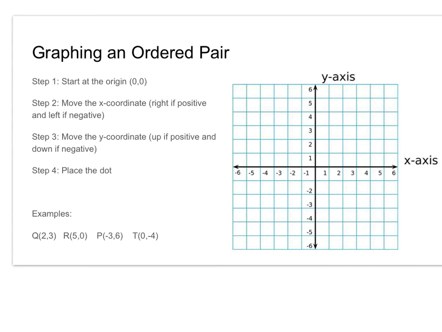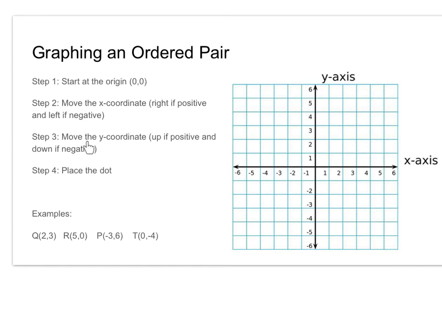Now we're going to talk about graphing an ordered pair. We did a little bit of graphing last year in 6th grade, or you should have, depending on your teacher. Make sure you have these steps written down. Step 1, you always start at the origin. Remember, the origin is the point (0, 0), where your x and y axes intersect. You always want to start in that position. Step 2, move the x coordinate. Remember, ordered pairs are (x, y), so the first number tells you to go right or left: right if it's positive, left if it's negative.